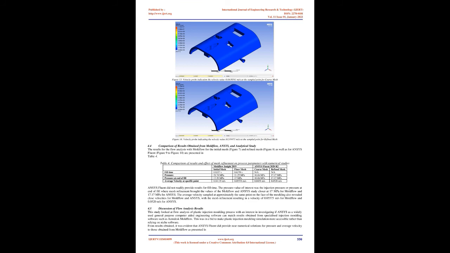Figure 13, Velocity probe indication. The velocity value, 0.04385661 m/s, at the sampled point for coarse mesh. Figure 14, Velocity probe indicating the velocity value, 0.519971 m/s, at the sampled point for refined mesh.